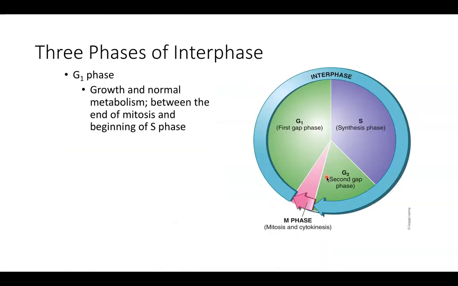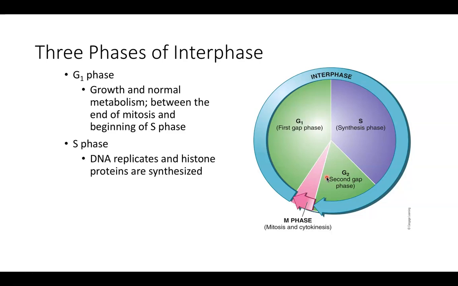G1, think of the G as growth, because normally what happens in G1 is your cell is just growing, going through normal metabolism. It is essentially the stage that happens after your cell just divided. So your cell is essentially just growing and doing normal cellular behavior. The S phase is where DNA replicates. In our online lecture, we haven't fully covered DNA replication, but when we do, if you ever get asked which stage of the cell cycle DNA replicates, it is the S phase, or the synthesis phase.